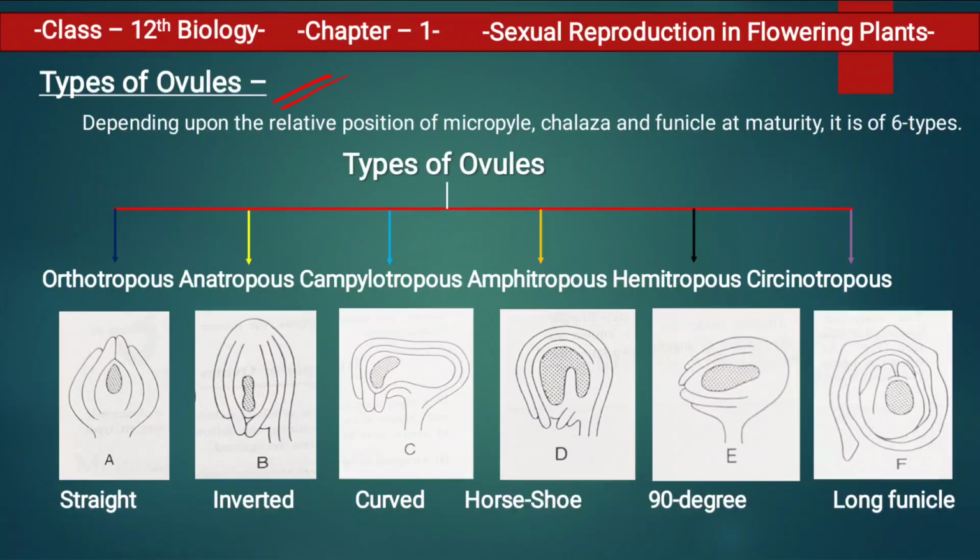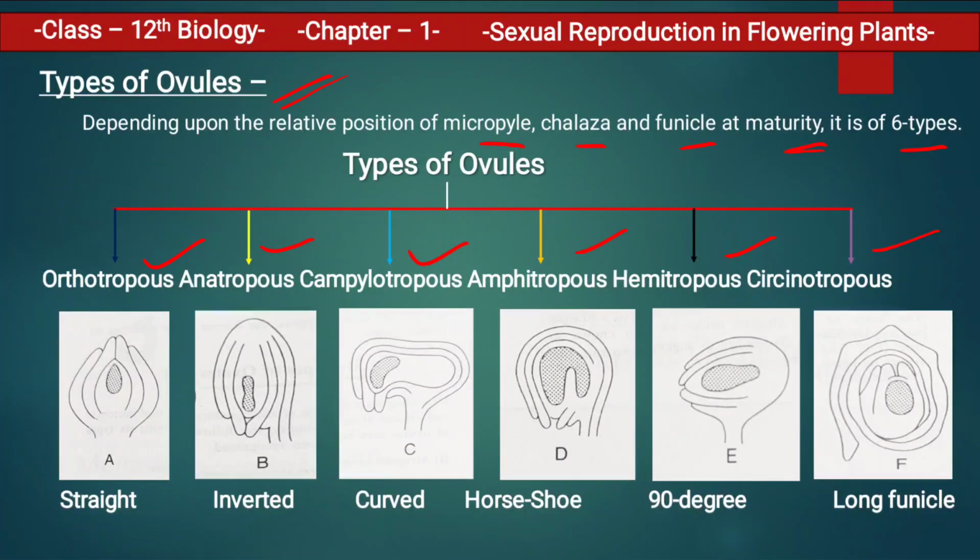Types of ovule. Depending upon the position of micropyle, chalaza and funicle at the time of maturity, it is generally of 6 types. Okay, so there is the orthotropous, anatropous, campylotropous, amphitropous, hemitropous and circinotropous.